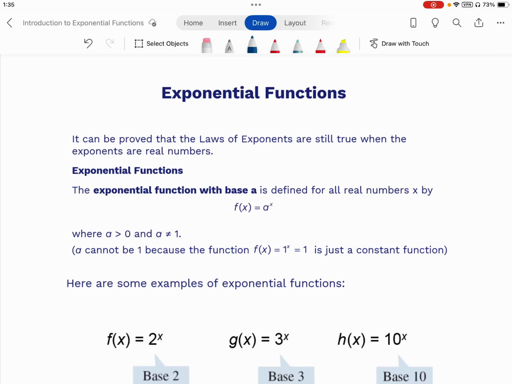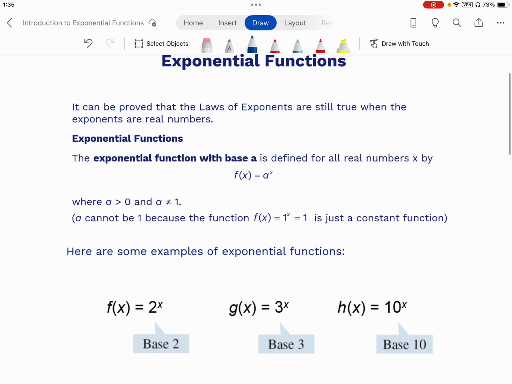Hello, in this video we will discuss exponential functions. Exponential functions are generally going to have this look, f of x equals a to the x. A is the base, and a must meet some conditions. It's just a number, by the way, but it must be greater than 0 and it cannot equal 1.